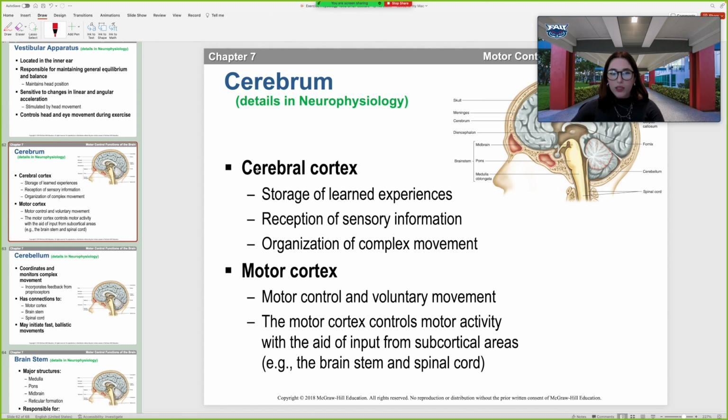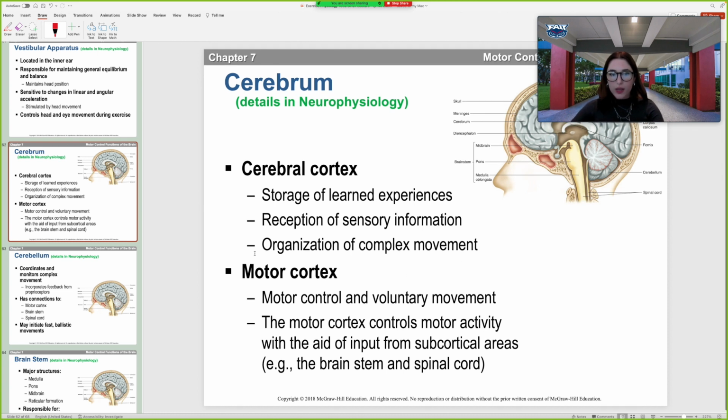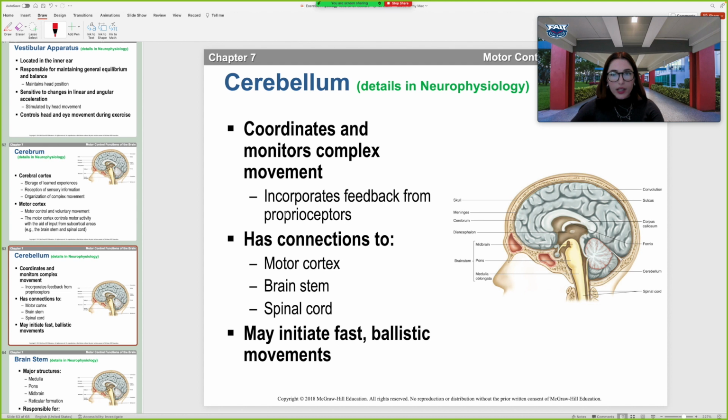The cerebral cortex is where we store our learning experiences, the reception of sensory information, and the organization of complex movement. The motor cortex deals with our voluntary movement. The motor cortex controls motor activity with the aid of input from subcortical areas, such as the brainstem and spinal cord.